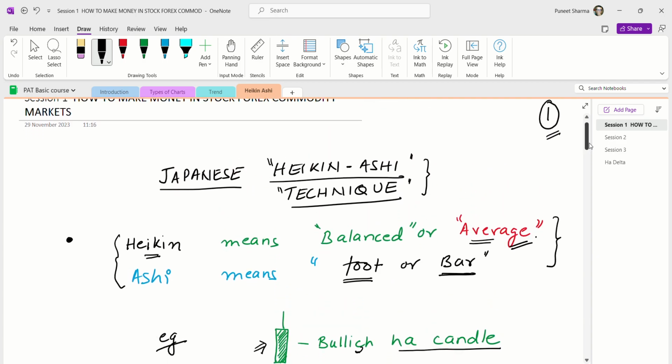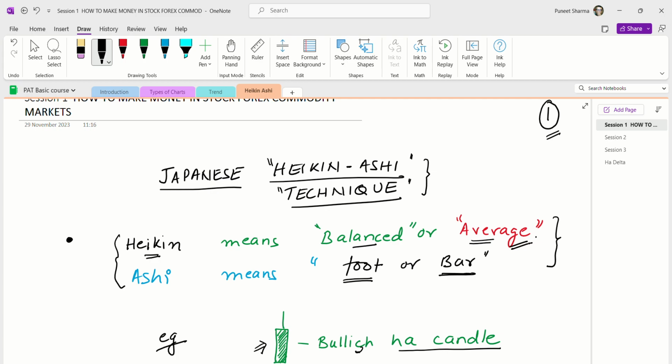Heikin is a Japanese word composed of two words, Heikin, which means average or balance, and Ashi, which means foot or bar. What it says is that it is basically a bar made up of average prices. How a Heikin bar is constructed mathematically, I will discuss in video 3 or 4, but that is not that important. What is important is how to interpret this. So Heikin shows an average price and it is a candlestick bar.